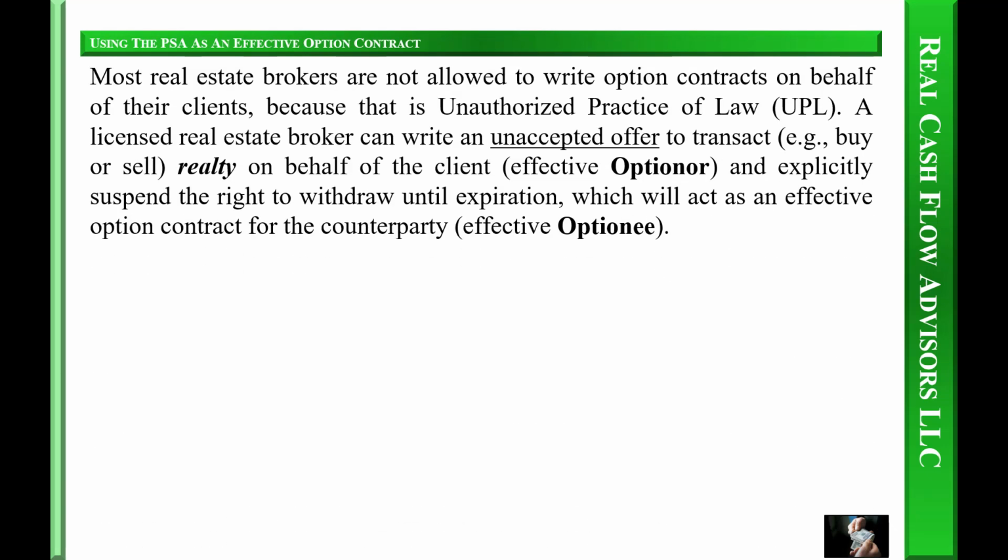Using the PSA as an effective option contract. Most real estate brokers are not allowed to write option contracts on behalf of their clients because that is unauthorized practice of law, UPL. A licensed real estate broker can write an unaccepted offer to transact, for example, buy or sell, realty on behalf of the client, effective optionor, and explicitly suspend the right to withdraw until expiration, which will act as an effective option contract for the counterparty, effective optionee.